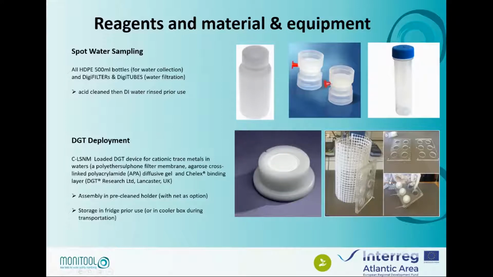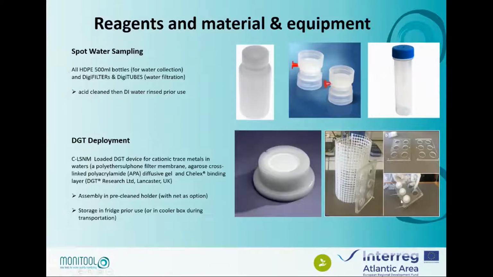So these DGTs were assembled in a clean laboratory environment, preferably under a laminar flow cabinet or in clean plastic bags, to avoid contamination from air exposure. And these DGTs are loaded onto a DGT holder in triplicate, and again wrapped around with a net to avoid damage to the DGTs from side impact. These assemblies are then stored in a fridge prior to use, or in a cooler box during transportation.